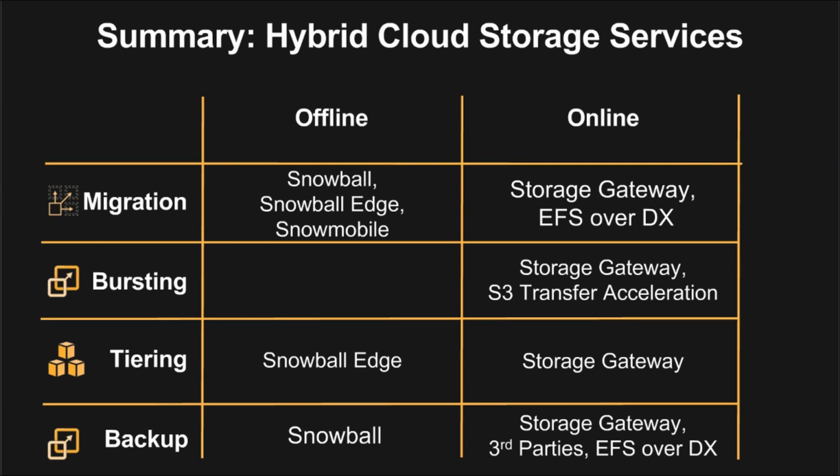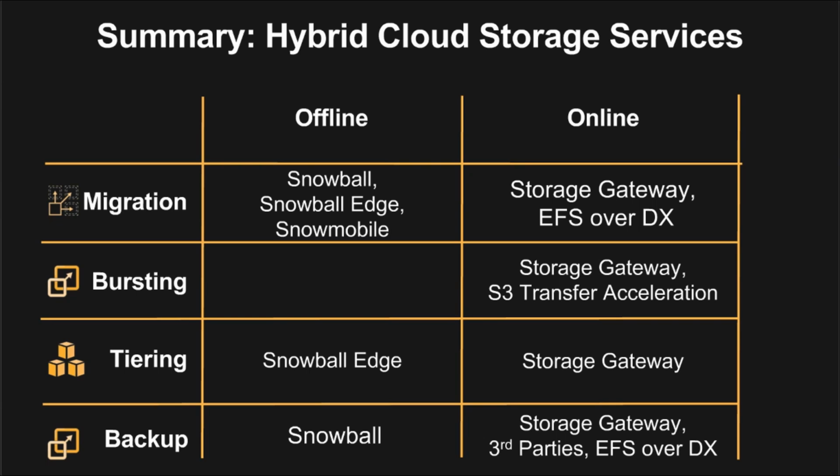And so, just a summary of what we've talked about so far of AWS tools. If you're doing an offline data migration, Snowball, Snowball Edge, or Snowmobile is the solution for that. If you're doing a data migration online and you need to be able to have access and work with the data in real time or near real time, that would be Storage Gateway or EFS over Direct Connect. If you're bursting data into AWS for temporary storage or for quick processing, that would be Storage Gateway or S3 Transfer Acceleration, potentially even EFS over Direct Connect.